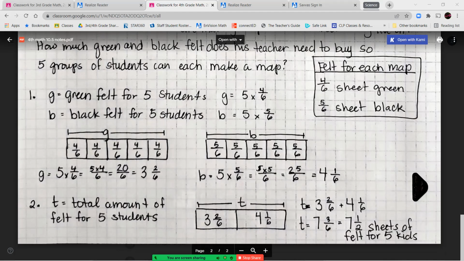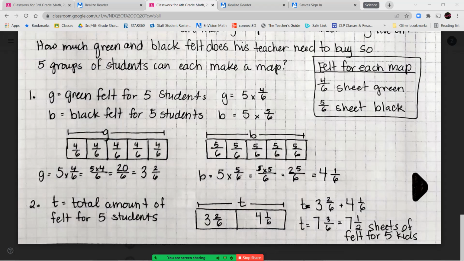Now I drew a bar diagram for each one of these. So G for the green, I drew my 5 equal parts with 4/6 in each one. I wrote my equation, G equals 5 times 4/6. And for the black felt, I put 5 equal parts and each one has 5/6 in it. My equation is B equals 5 times 5/6.